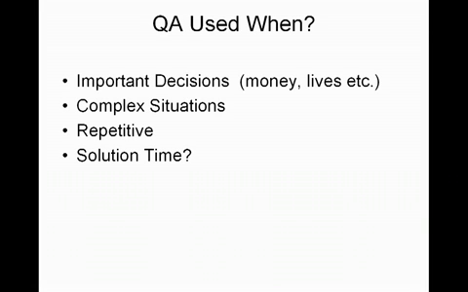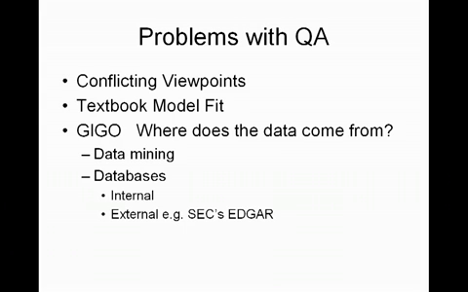There are some problems associated with quantitative analysis. One problem is there are going to be conflicting viewpoints within your organization. We kind of assume in this textbook that the organization has the same set of goals and values. That's not true. Most organizations, people have their hidden agendas and their pet projects, and they want to go their own way for whatever reason.